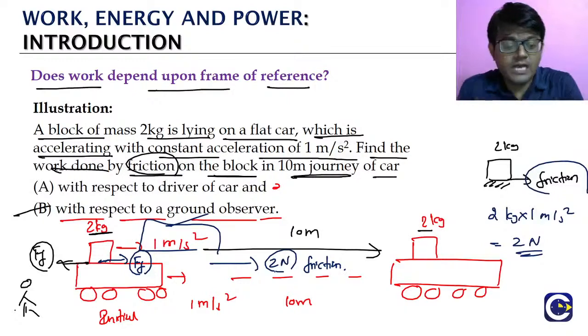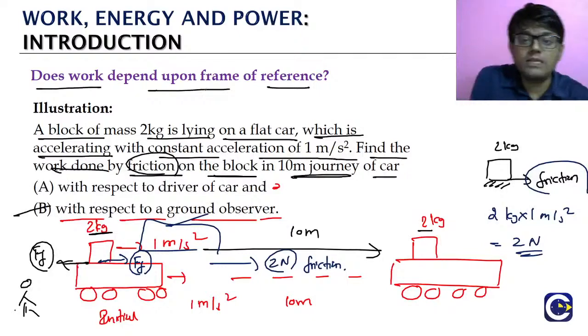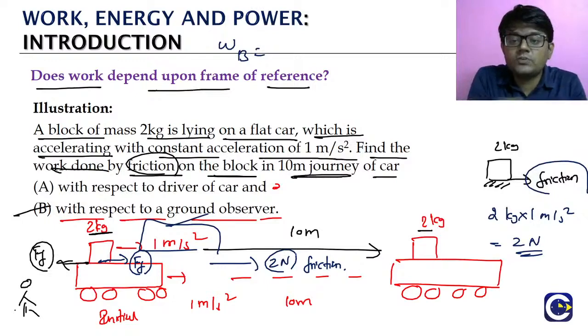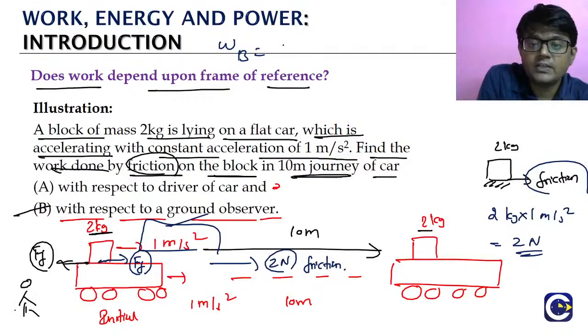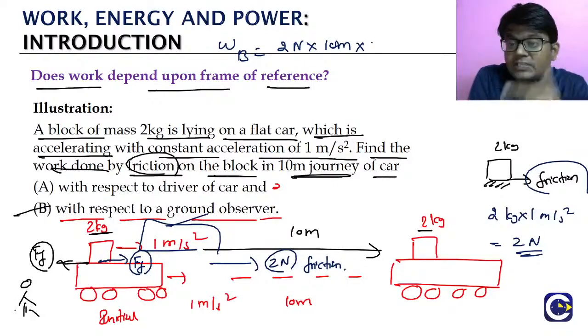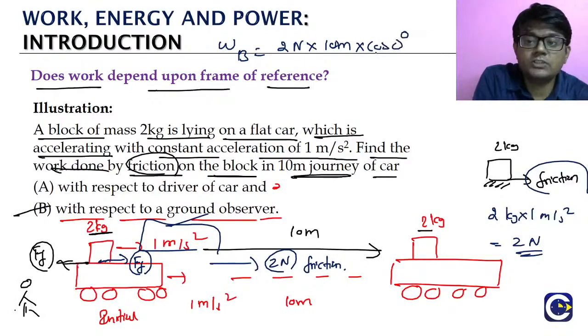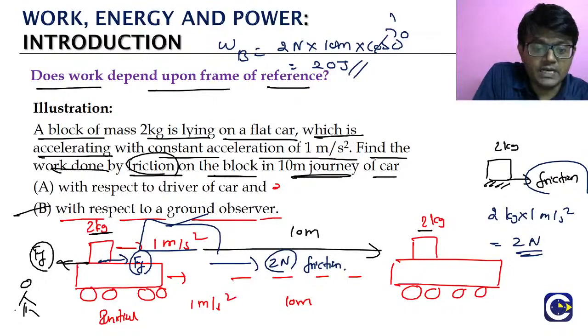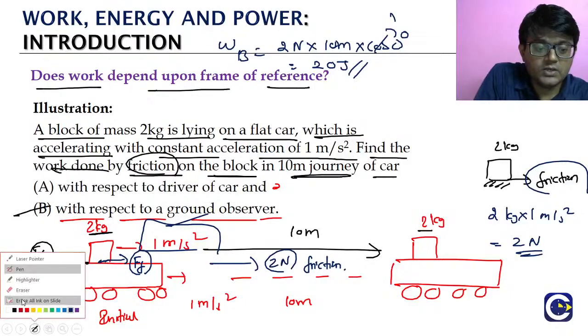Okay. Now for an observer who is on the ground, we are first solving the B part. For an observer on the ground, what will be the work done? He will see a frictional force of 2 newtons on the right side, and the displacement is 10 meters to the right side. So what is the work formula? It's a constant force, right? Force into displacement into cos of the angle between the two. They are in the same direction, so cos 0, which is 1. So 2 into 10 is 20 joules. That is the work done with respect to the ground observer: 20 joules.